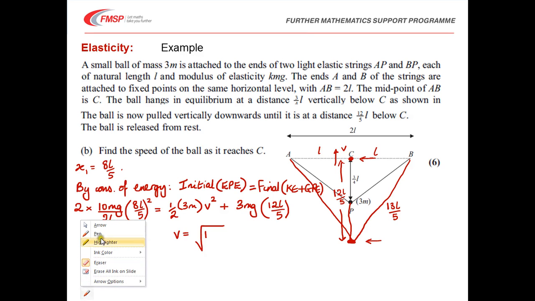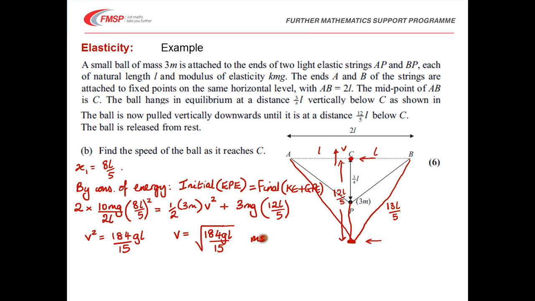Let's just fix that. 184 gl over 15, and so we're going to take the square root of that in order to find our velocity at that point. You could give the coefficient there as a decimal, but because we have the GL left in there and we don't know a value for L, I think it's reasonable to leave it as an exact fraction in that case.